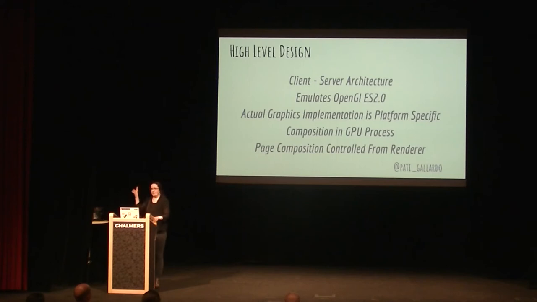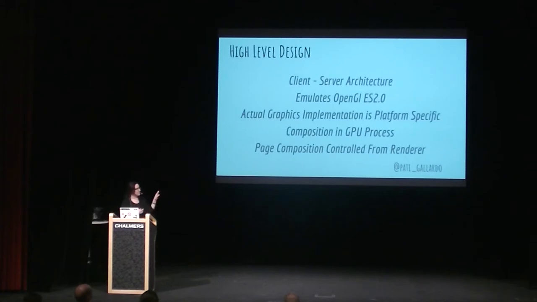Okay, so the high-level design of this thing is the idea of a client-server architecture. So the GPU process is the server, and then you have clients, which are renderers or the browser process. On the client side, it emulates OpenGL ES2. So that means no matter if you're on desktop or on an embedded device or on mobile or whatever, on the client side, it emulates OpenGL ES2. So the actual implementation is platform specific, and it depends. You know, some places it will be regular desktop OpenGL.